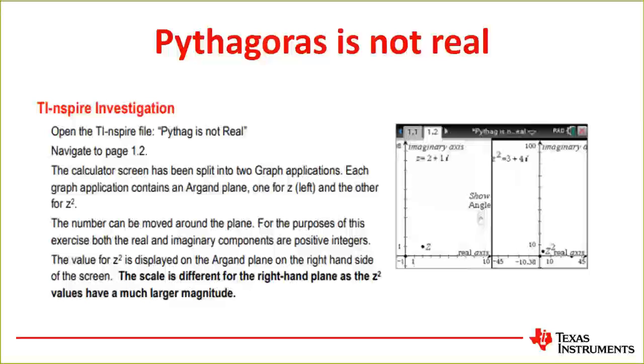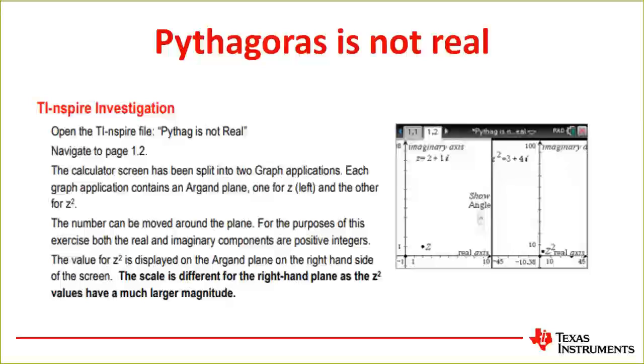It's only a small file, and it's quite easy to work with. It consists of 2 pages. The first page is just giving the students a heads up as to what the activity is about, and also how to interact with the activity when they go to page 2 or 1.2. So students are asked to go to 1.2, and what you can see there is that the calculator screen has been split into 2 graph applications. Each graph application contains an Argand plane.